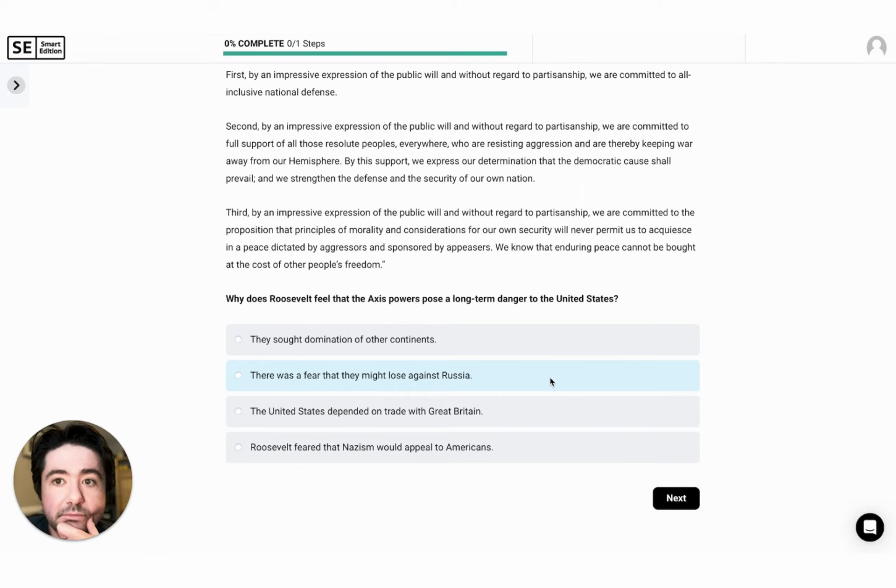Now, this is one of those questions where you can think about what you've already done with a previous question, and it might give you a little clue. And that's exactly what this one does. Our correct answer is A. The Axis powers sought dominion of other continents.